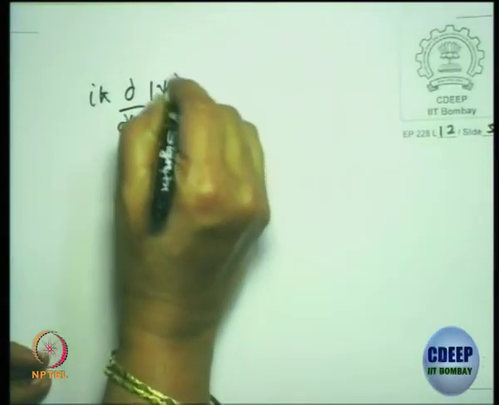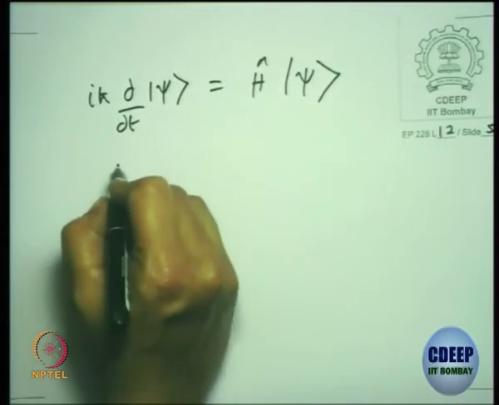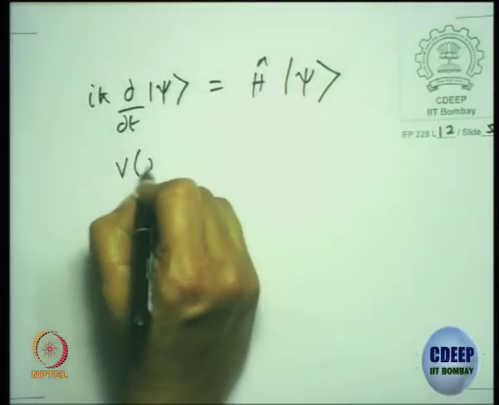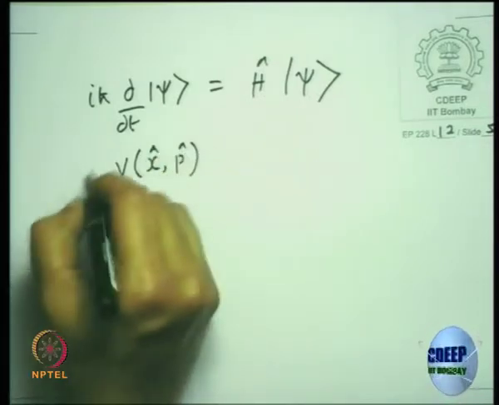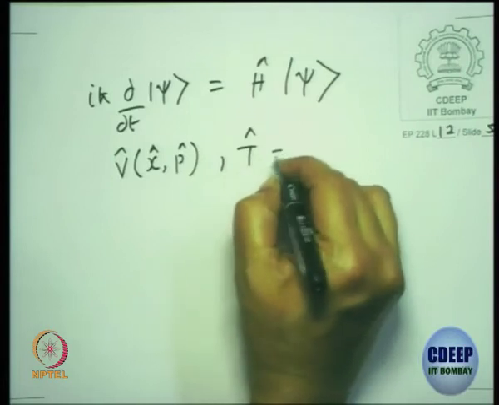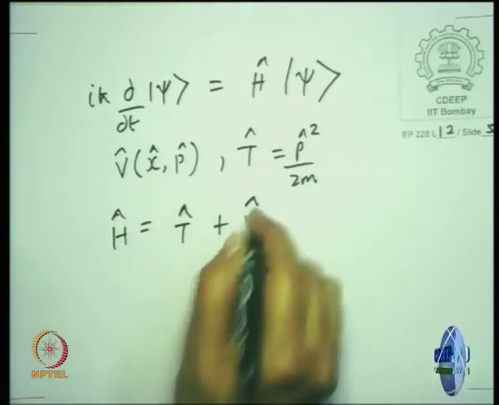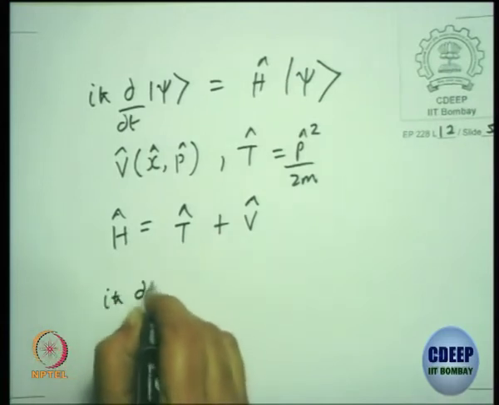If the operator is independent of time, you can take all the things from one side. So this will give you a log function, and then this will give you an iHt, and you will have some constant, and you can solve it and get this equation. Psi is H operator of psi, and if you take V to be only a function of X and P, V also in general is an operator, and of course kinetic energy operator is P squared over 2m. Hamiltonian will be T plus V.